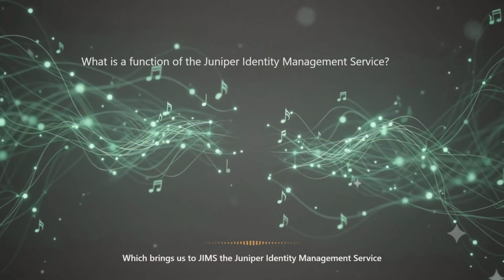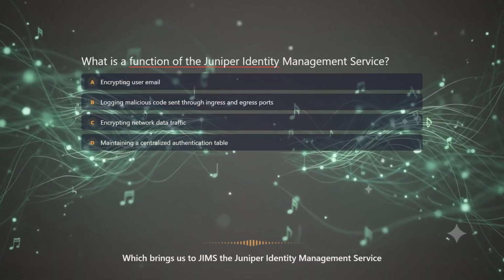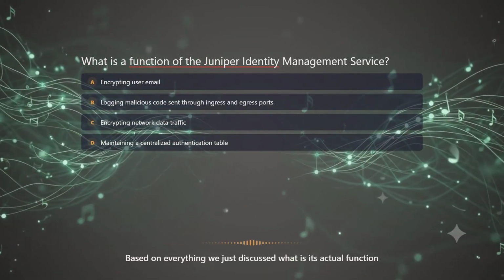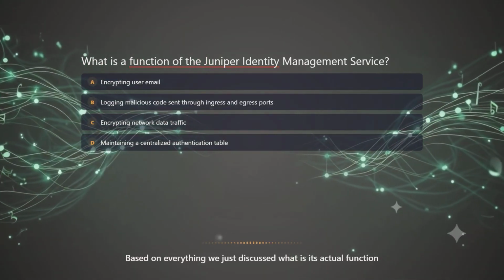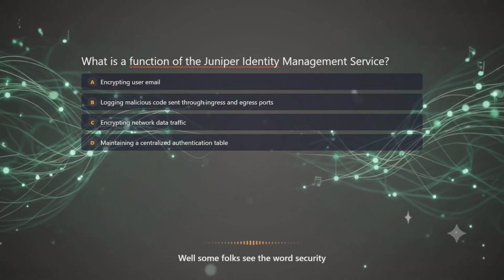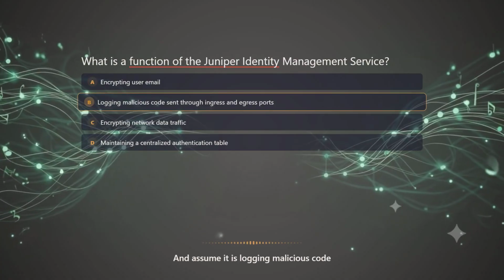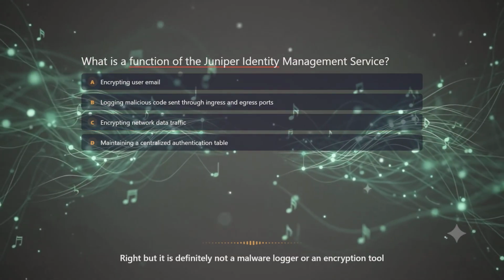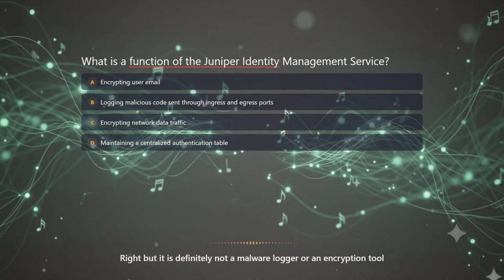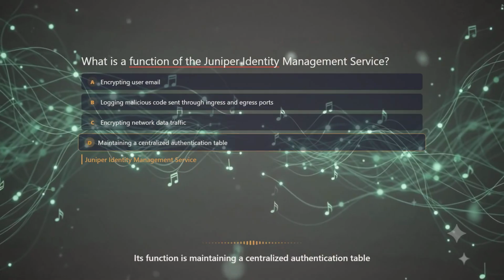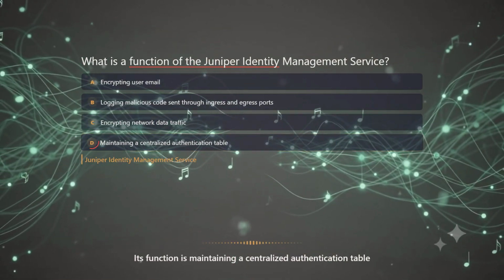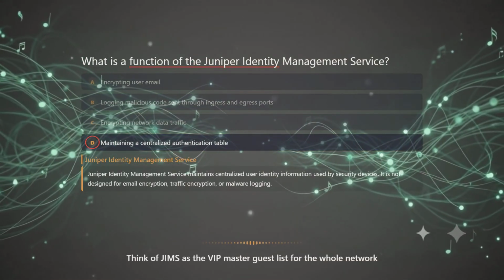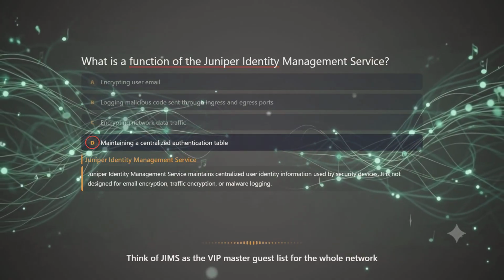Exactly. Which brings us to JIMS, the Juniper Identity Management Service. Based on everything we just discussed, what is its actual function? Well, some folks see the word security and assume it is logging malicious code or maybe encrypting network data traffic. Right. But it is definitely not a malware logger or an encryption tool. Its function is maintaining a centralized authentication table. Spot on. Think of JIMS as the VIP master guest list for the whole network.